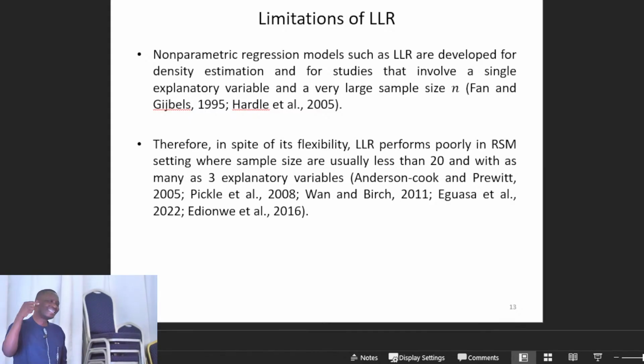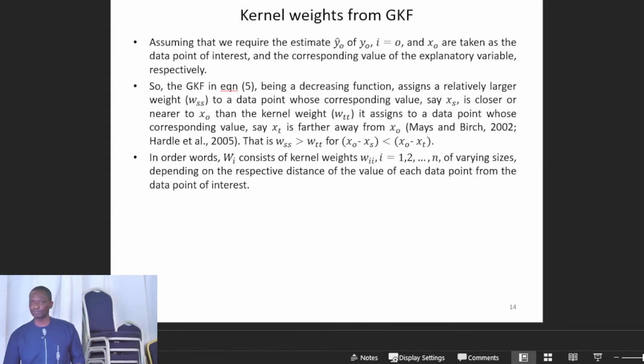But in ROSM, we deal with small samples, and again, we also deal with studies that involve more than 2, 3, in some cases 4 explanatory variables, that is, independent variables. So what we did in this work was to see how we can make LLRO perform better than the way it is presently. Please, next page.